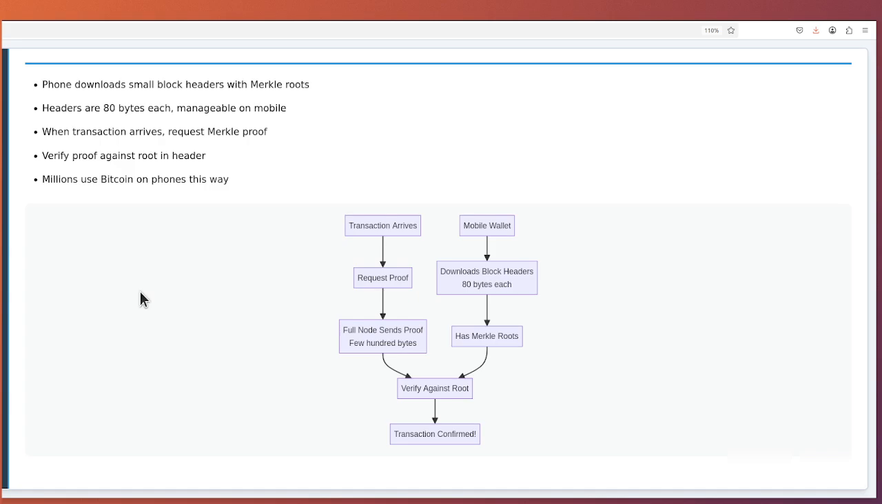When a transaction comes in claiming to be yours, your wallet asks a full node for a Merkle proof. The proof is just a few hundred bytes. Your wallet verifies the proof against the Merkle root in the header it already has. If verification succeeds, you know the transaction is real and confirmed in the blockchain. This is how millions of people use Bitcoin on mobile devices. Merkle tree verification makes it practical.